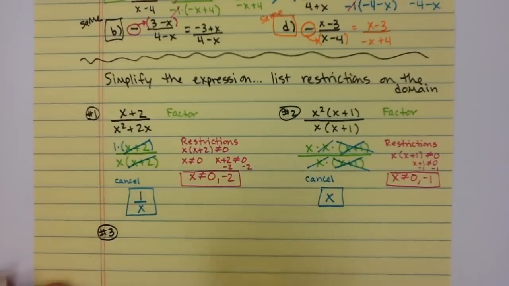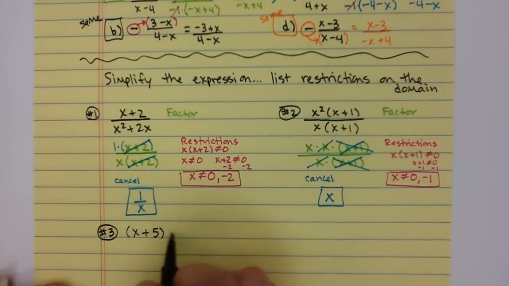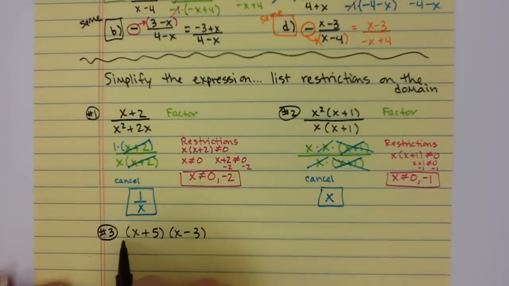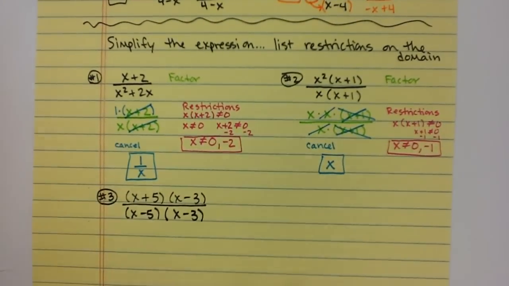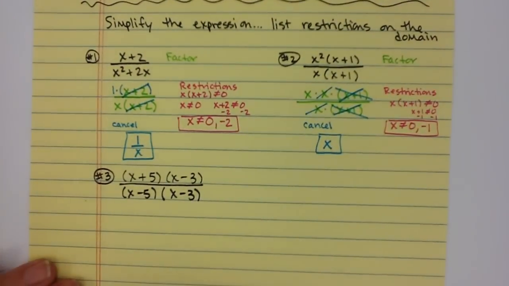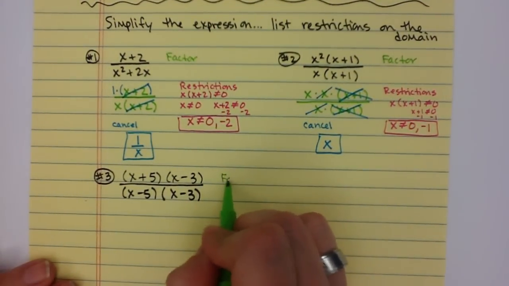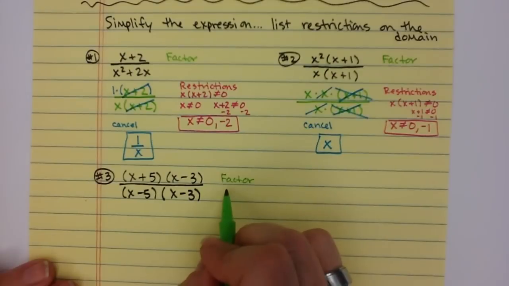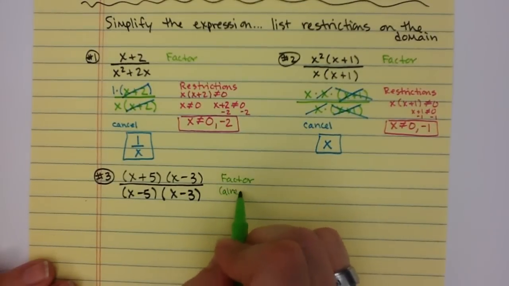Number 3, x plus 5 times x minus 3 over x minus 5 times x minus 3. What is the first step? The first step is to factor, but that is already done. It's already as factored as it's going to get.